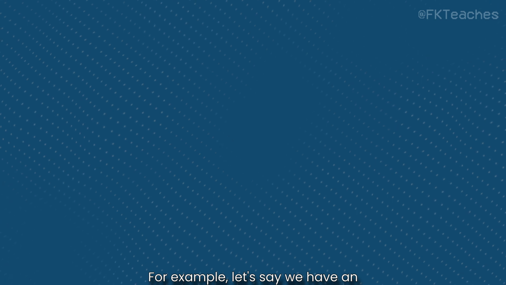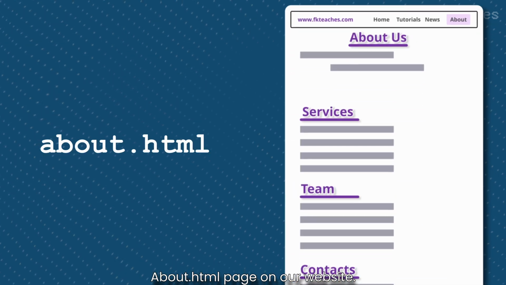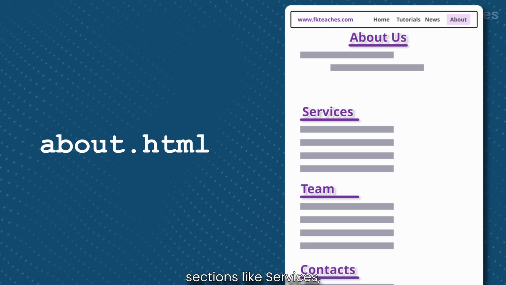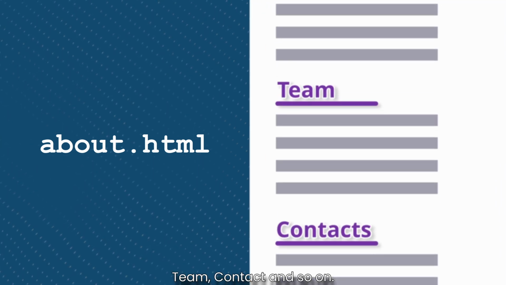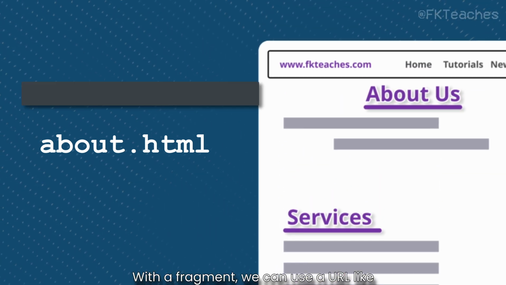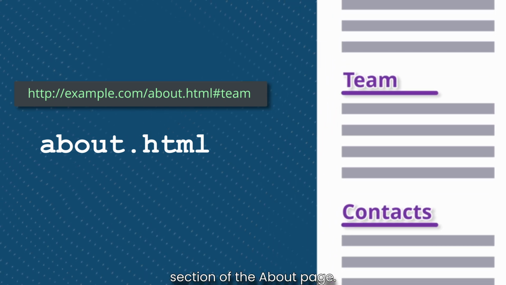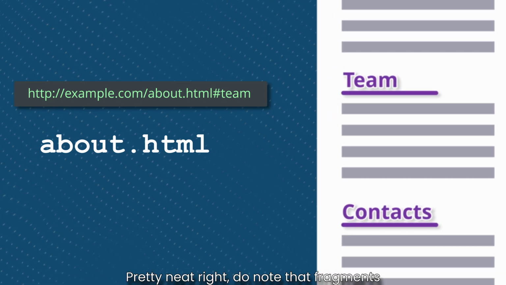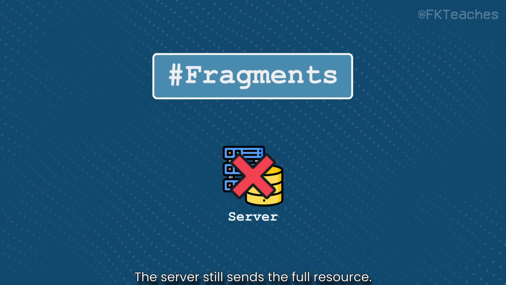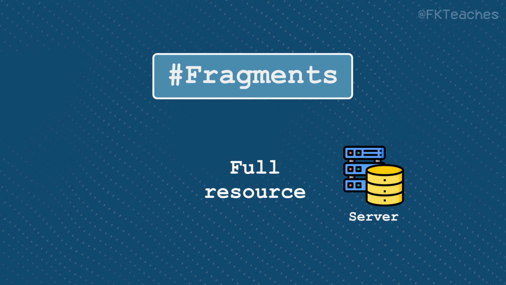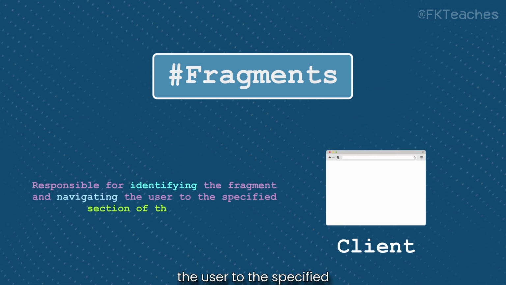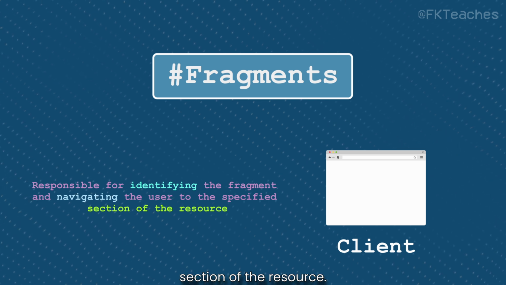For example, let's say we have an about.html page on our website. This page can be subdivided into smaller sections like services, team, contact, and so on. With a fragment, we can use a URL like this to jump to the team section of the about page. Pretty neat, right? Do note that fragments are not processed on the server. The server still sends the full resource. The client is then responsible for identifying the fragment and navigating the user to the specified section of the resource.